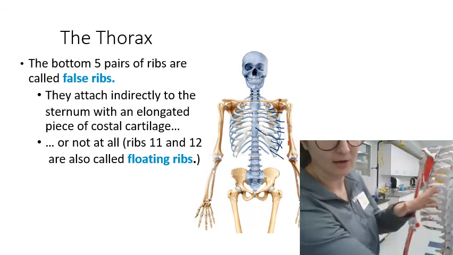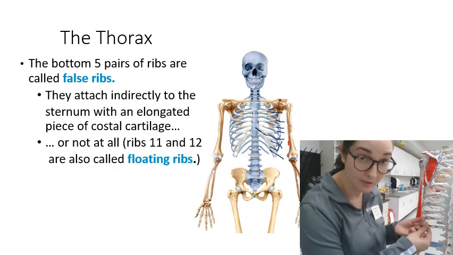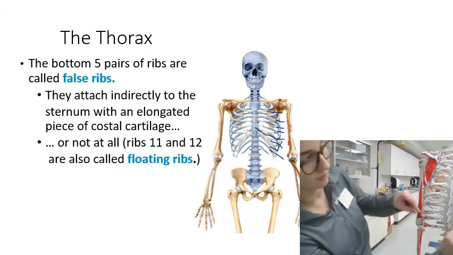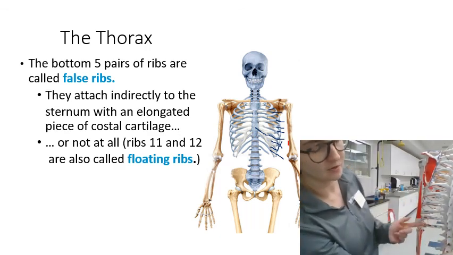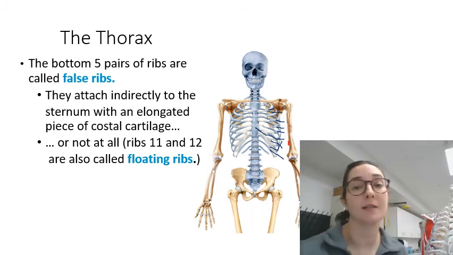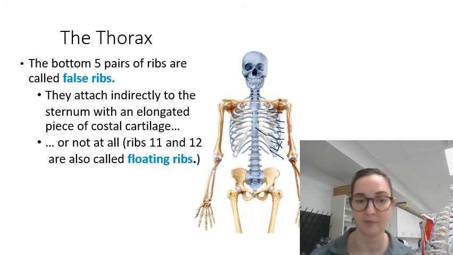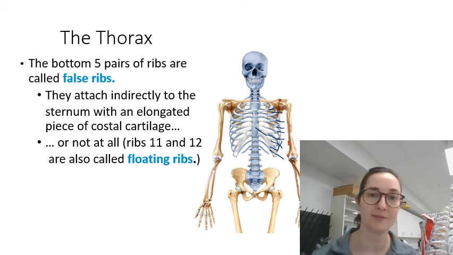I'm going to rotate them around to the back so that you can see the floating ribs. So these are ribs 11 and 12. Those guys are called the floating ribs because they don't attach to the front at all, not even via costal cartilages. They're just kind of floating in the back there, hence floating ribs.